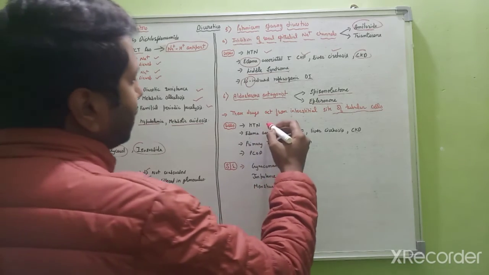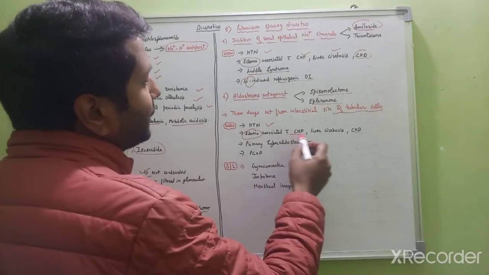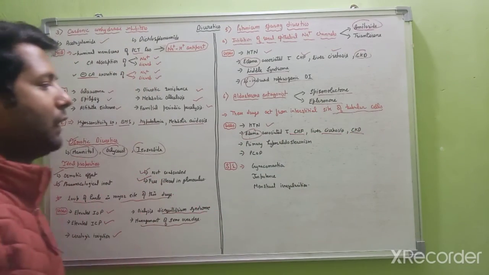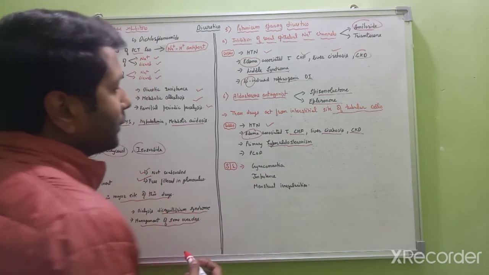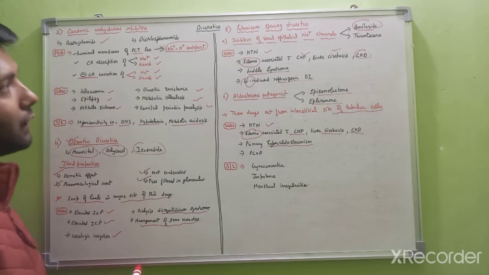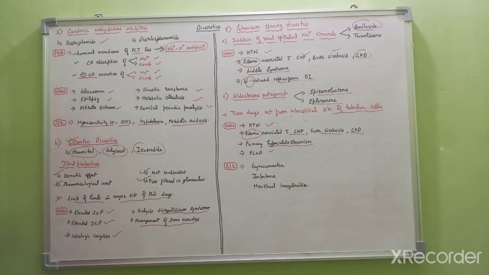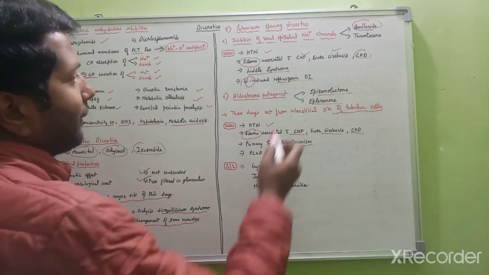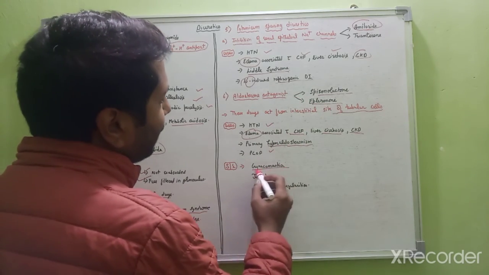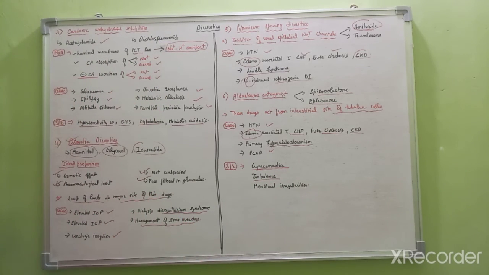So the uses of this drug include the management of hypertension, and edema associated with CHF, liver cirrhosis, or chronic kidney disease. These drugs are also used in the management of hyperaldosteronism, and in the management of PCOD, that is polycystic ovary disease. And the important point is that the main side effects of spironolactone include gynecomastia, impotence, and menstrual irregularity. So this is about the potassium-sparing diuretics.